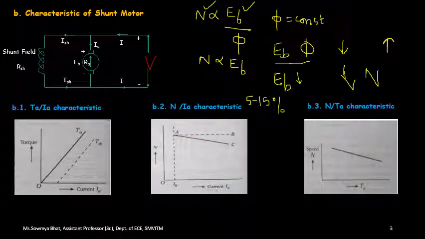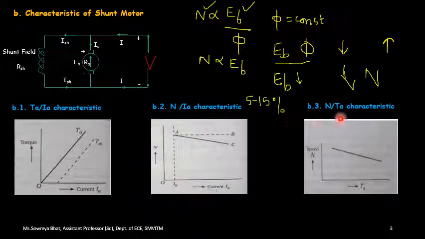So you cannot expect it to be a constant value like this. There will be a slight decline. So accurately, if you want to draw the plot for speed versus the armature current, it is this plot. So this is regarding your speed versus the armature current characteristic.